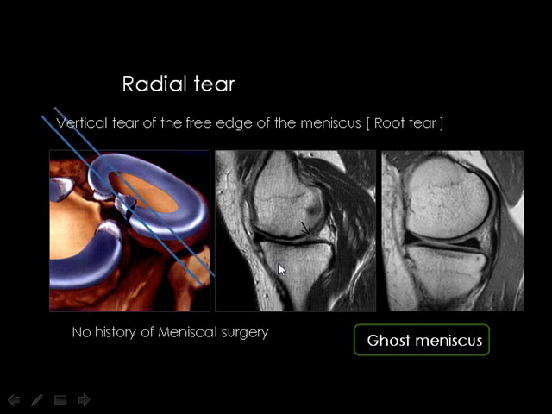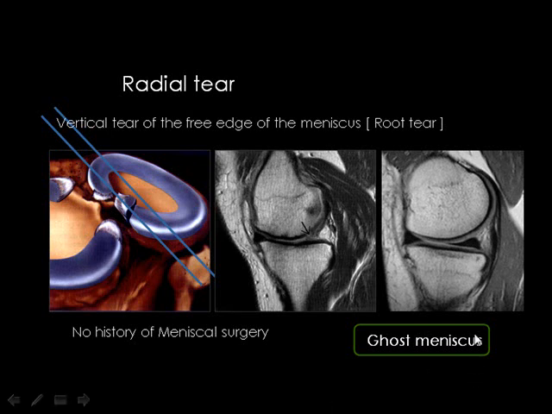You see the anterior horn and you don't see the posterior horn. But if you have another section here, you will see the anterior horn and the posterior horn, like this. Then if you have the sections in the knee, in one section you see the anterior but you don't see the posterior. The following section you see both horns. Then the root of the meniscus is torn, and this is known as radial tear or root tear.